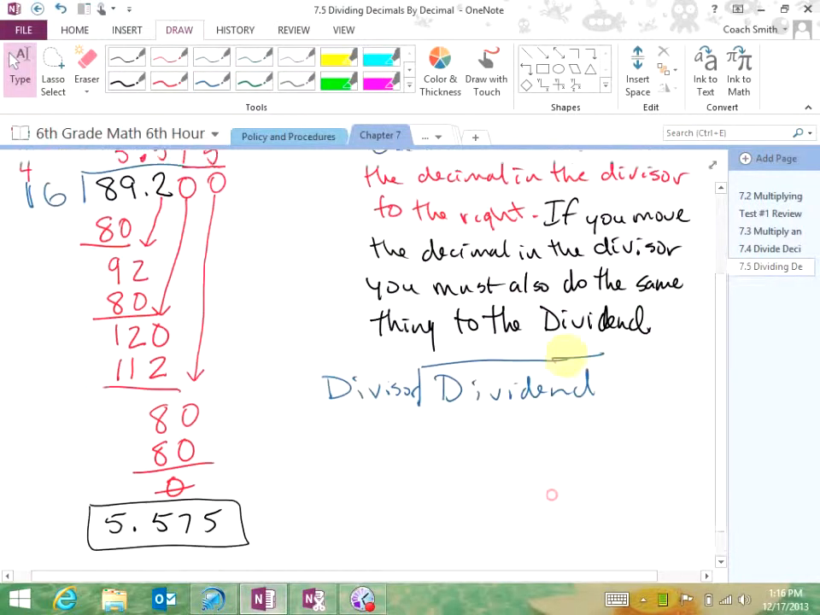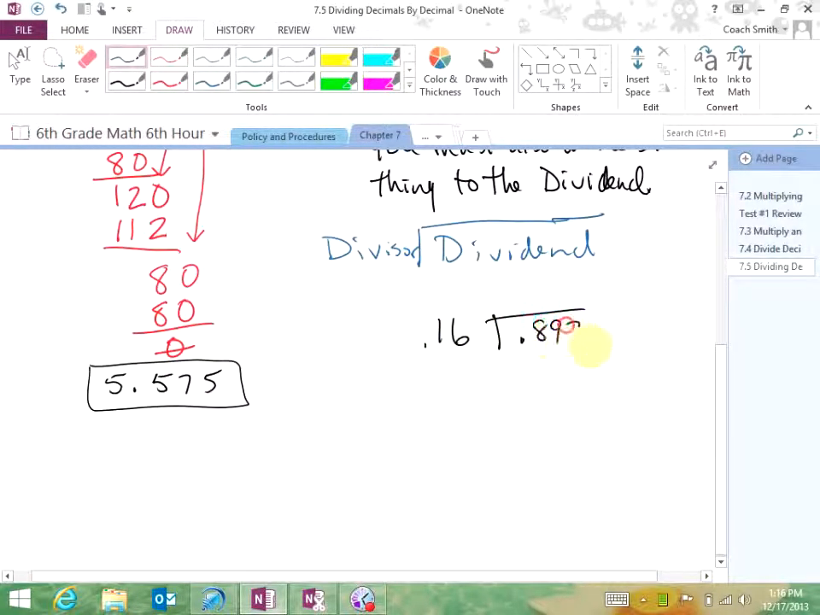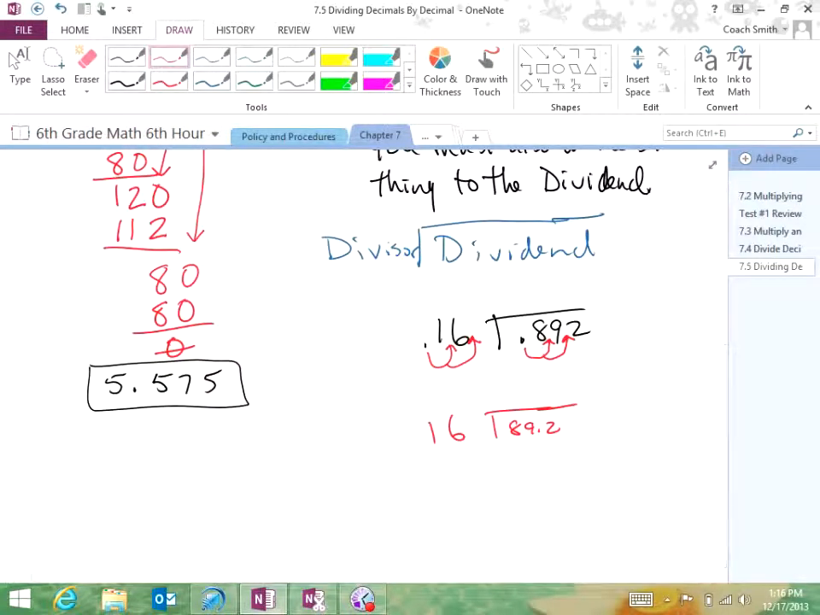Let's do some examples. If you had 0.16 into 0.892, then you would move it once, twice. You do the same thing in here, once, twice. You move it till you have a whole number. If I can't have a decimal, then I can't have any decimal in the divisor at all. It can't be 1.6, can't be 0.16, can't be any of those, okay?